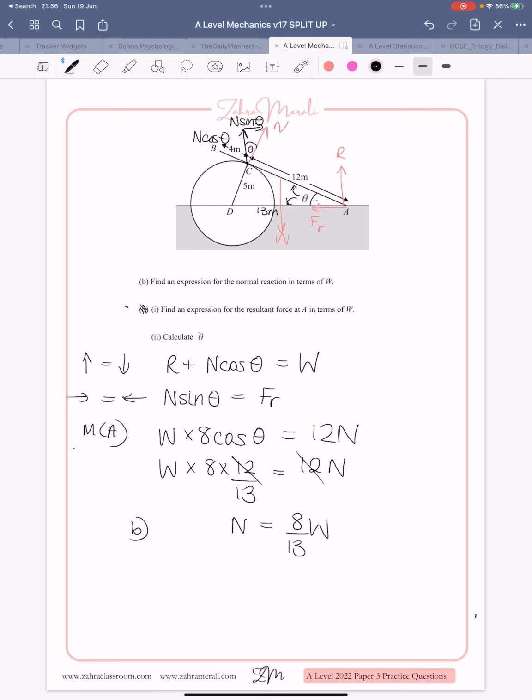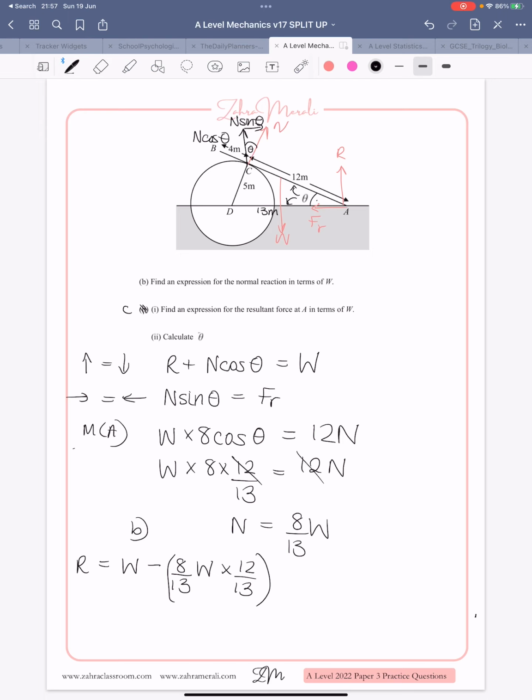Right, so then in part C, we want to find an expression for the resultant force at A. So essentially that means I want the force R and friction, and then I want to resolve it because the resultant is the result of the two forces. Okay, so what we're going to do is take all this information we have and substitute things in. So we want an expression for R. So R is going to equal W minus N cos theta, but we know N is 8 over 13 W, and we know that cos theta is 12 over 13.